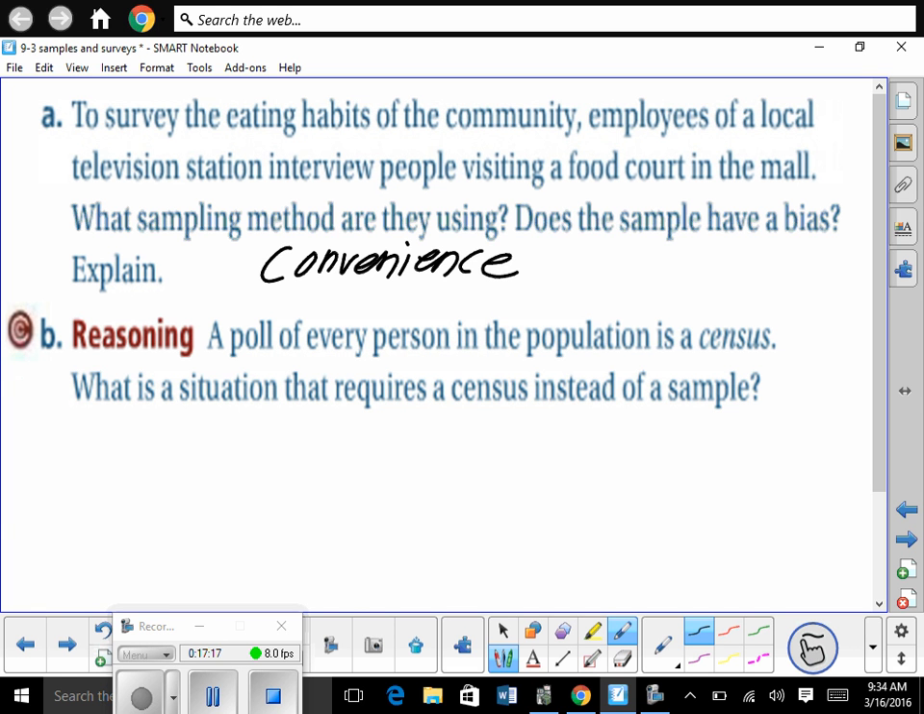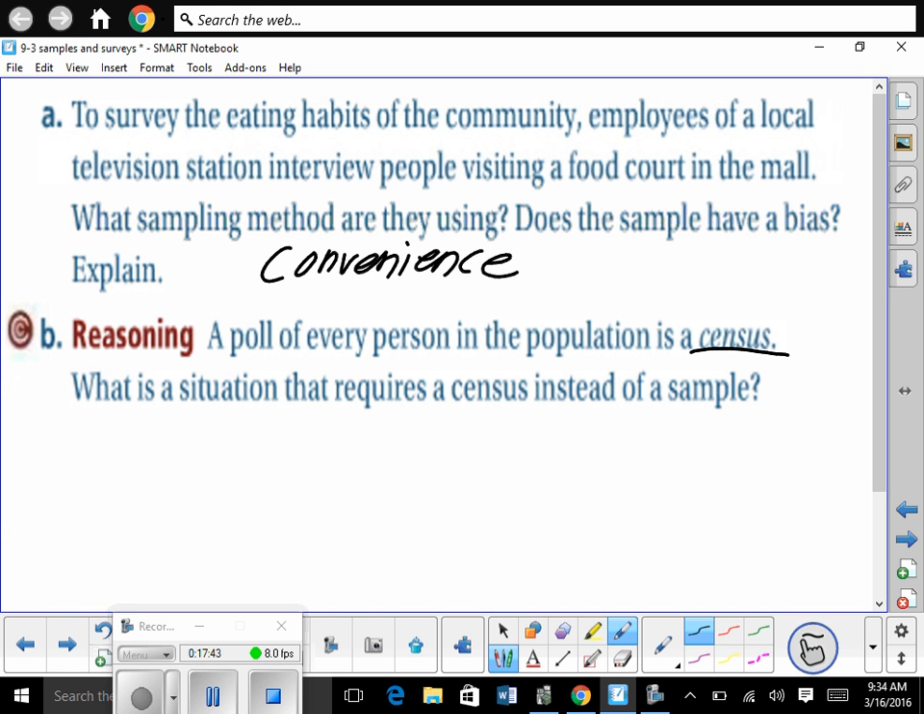What's a situation that requires a census instead of a sample? You know how we just talked about sampling just pieces of the population? A census, by definition, is actually interviewing or polling every single person of a population. So think about it for a second. Now remember, population doesn't need to mean the world population. Population can be many things.